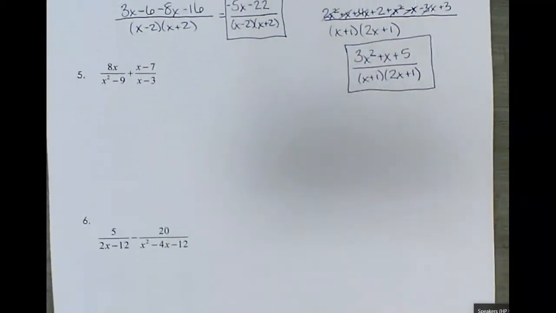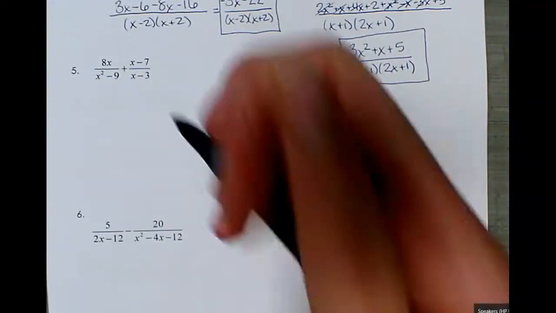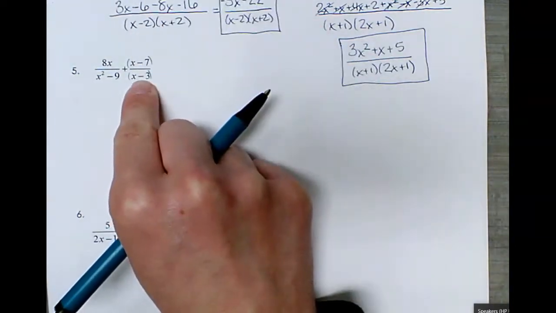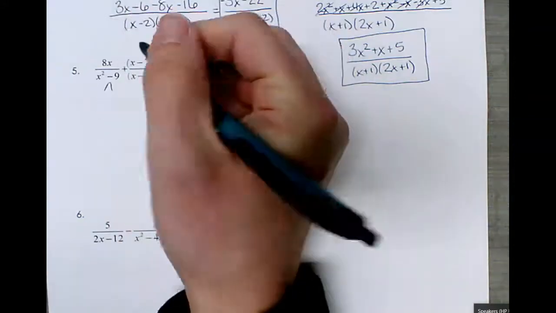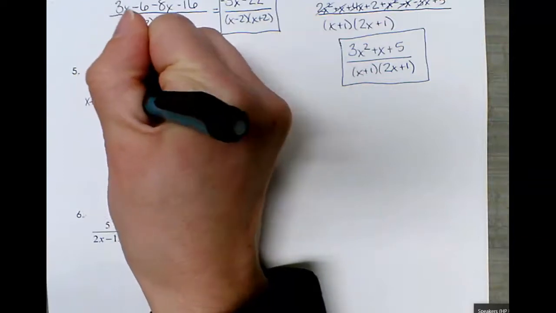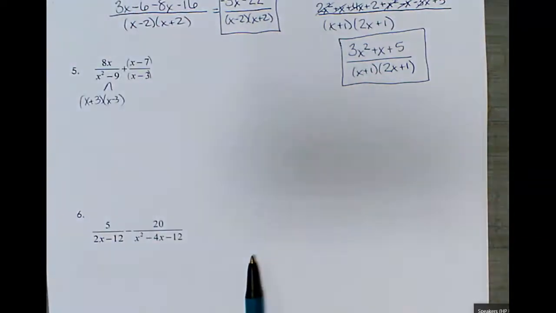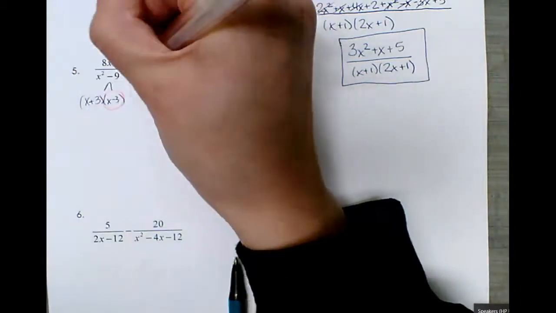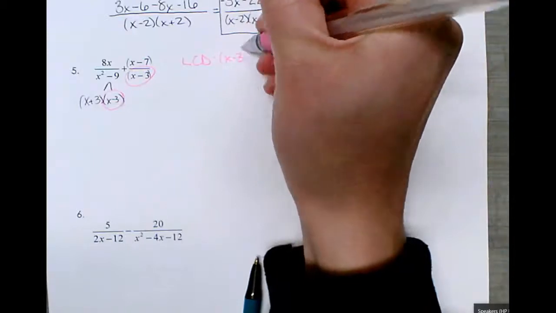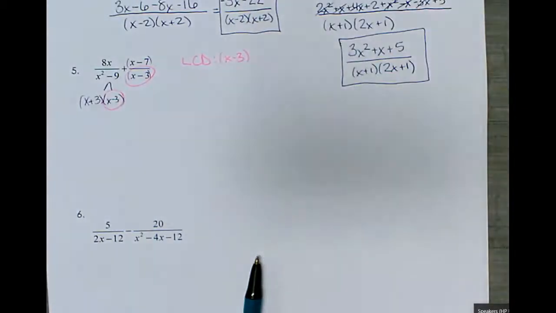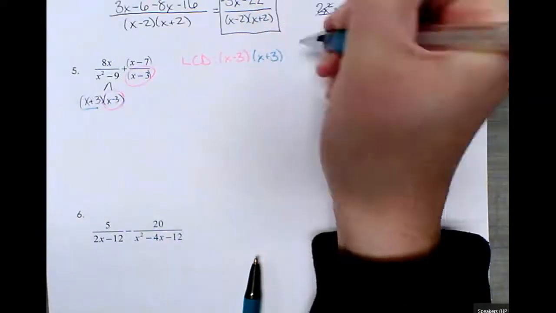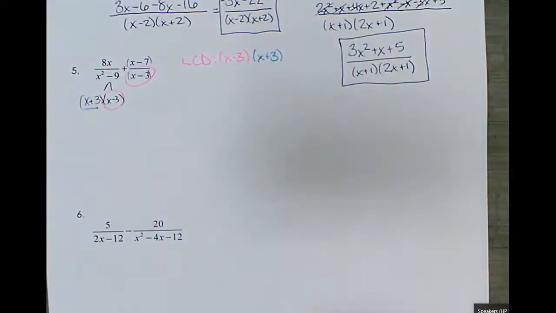Let's look at number 5. Number 5 is already a linear factor, but this one can be split into the difference of two squares. So x plus 3 and x minus 3. I notice that there's an x minus 3 in both of these ratios. So x minus 3 will be in my least common denominator. However, x plus 3 will also be in there, because it's a factor that they don't have in common.